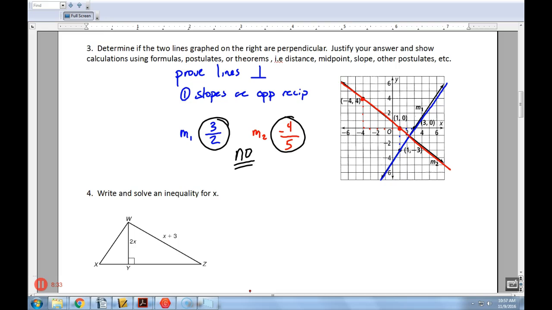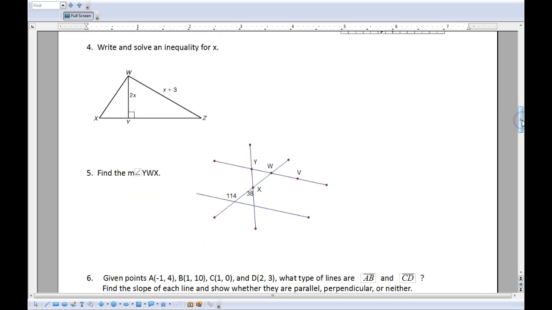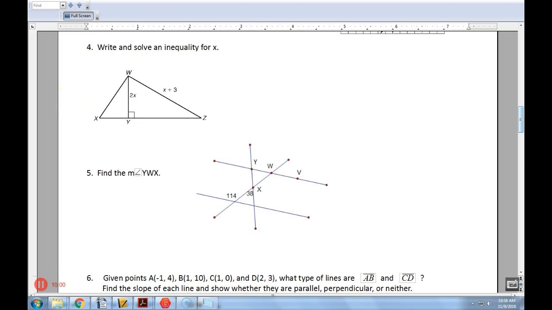All right, number 4. This comes out of section 3.4. This was on your quiz that we did earlier, write and solve an inequality for x. And this kind of goes back to that part E in question 2, write and solve an inequality. Well, the fact is that the length of WY has to be shorter or less than x plus 3 because it's the perpendicular line. That's the shortest distance from a point to a line. The shortest distance is the perpendicular distance. So now we need to solve this inequality. I'm going to subtract an x from both sides, and I get x is less than 3.